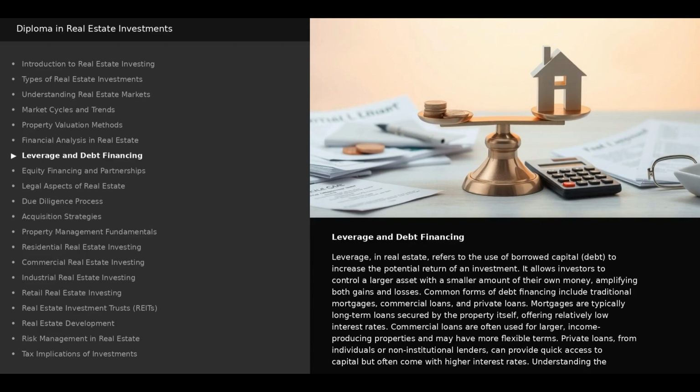Common forms of debt financing include traditional mortgages, commercial loans, and private loans. Mortgages are typically long-term loans secured by the property itself, offering relatively low interest rates. Commercial loans are often used for larger income-producing properties and may have more flexible terms. Private loans, from individuals or non-institutional lenders, can provide quick access to capital, but often come with higher interest rates. Understanding the various financing options is crucial for optimizing investment strategies and managing risk.